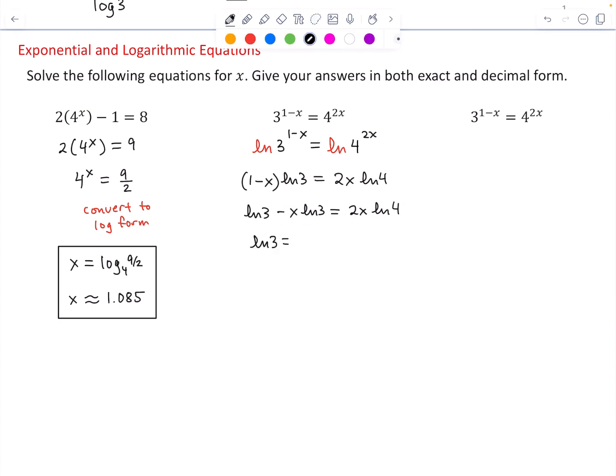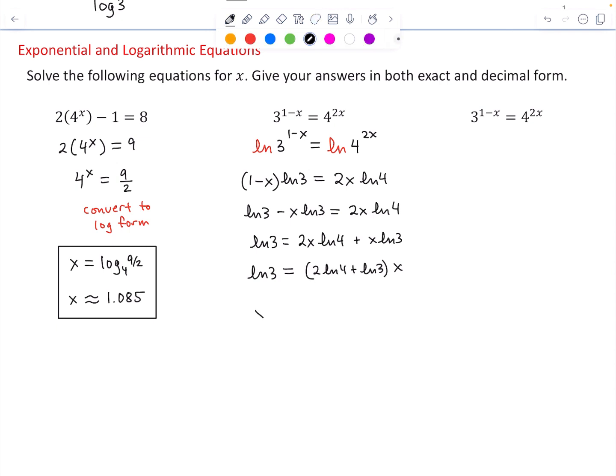That gives me natural log of 3 is equal to 2x times natural log of 4 plus x times natural log 3. And now the x terms are on the same side of the equation, and every term that doesn't have x is on the other side of the equation. So factoring comes next. I'm going to factor that common x out, leaving 2 times natural log 4 plus natural log 3. And now everything here in parentheses I'm going to divide to the other side of the equation.